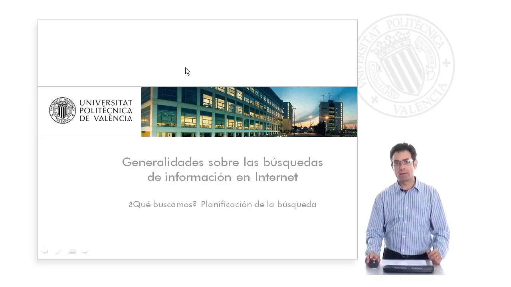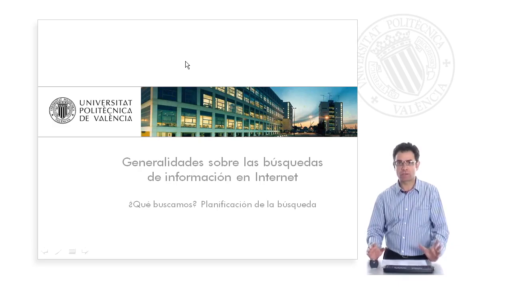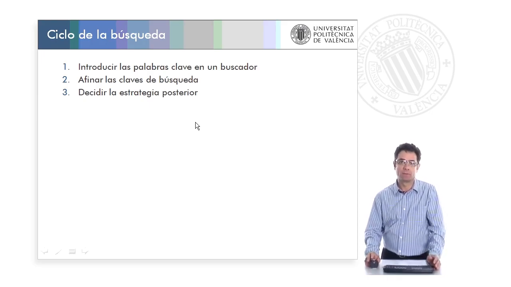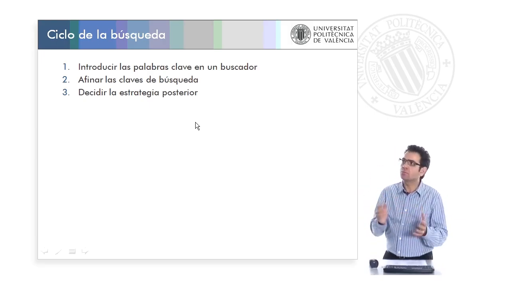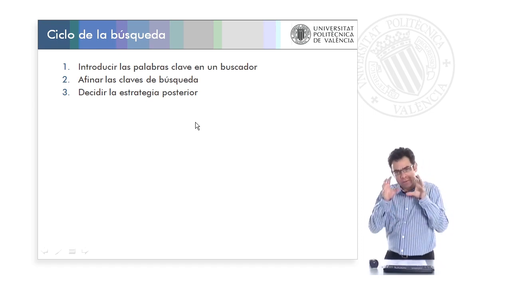Hello there, students. When searching the internet for information, the first thing we have to be clear about is what we are looking for. We have to know exactly what information we need and then plan the search for it in an effective way. To do this, the cycle that we will always follow in this type of search is to first enter the keywords that we have identified as containing the essential information of what we want to find.